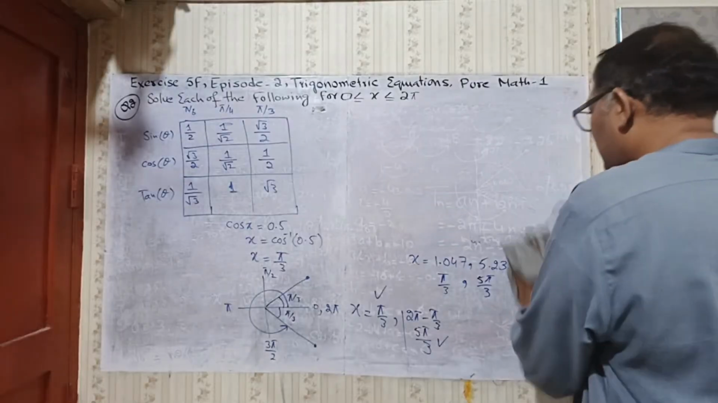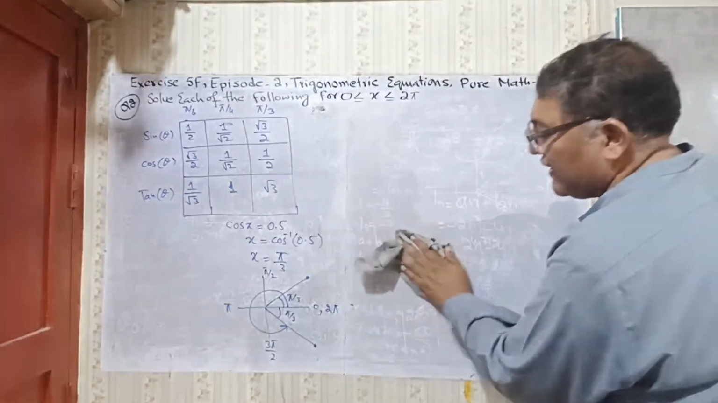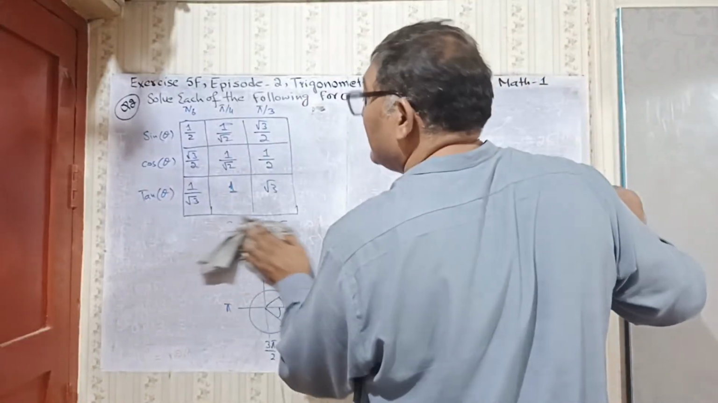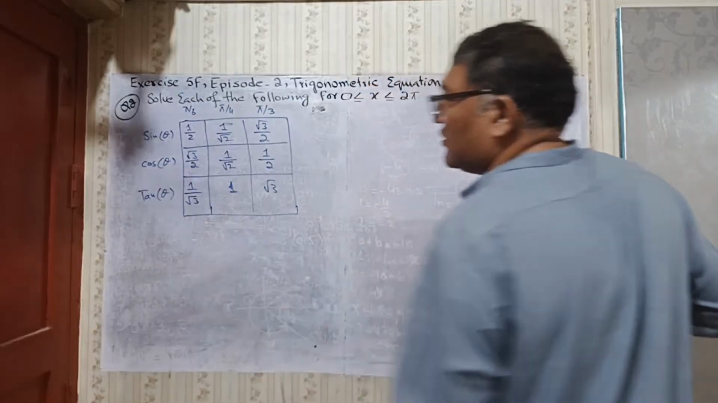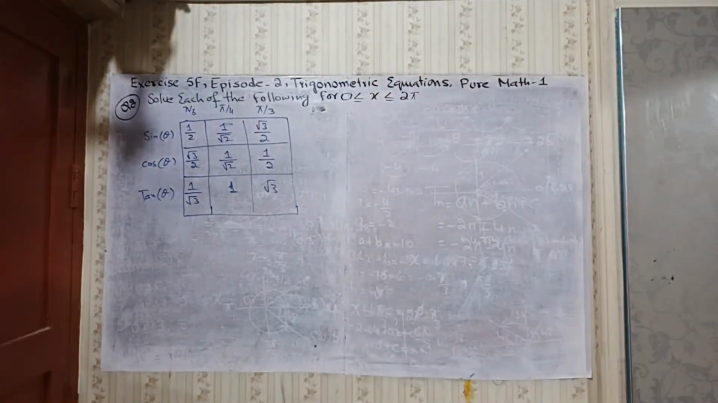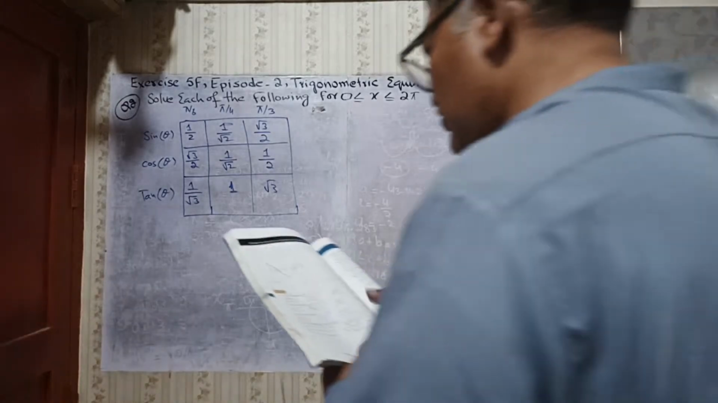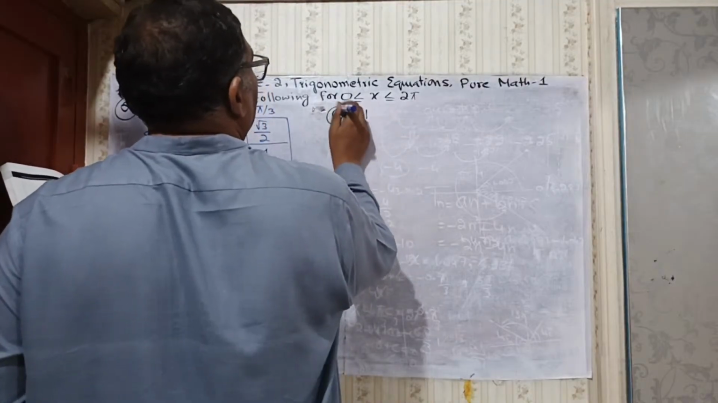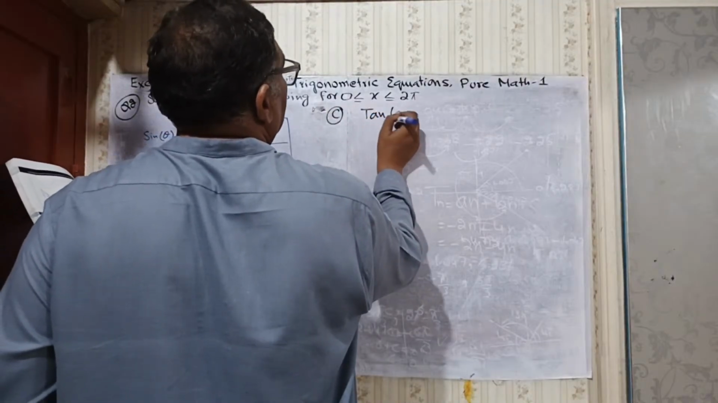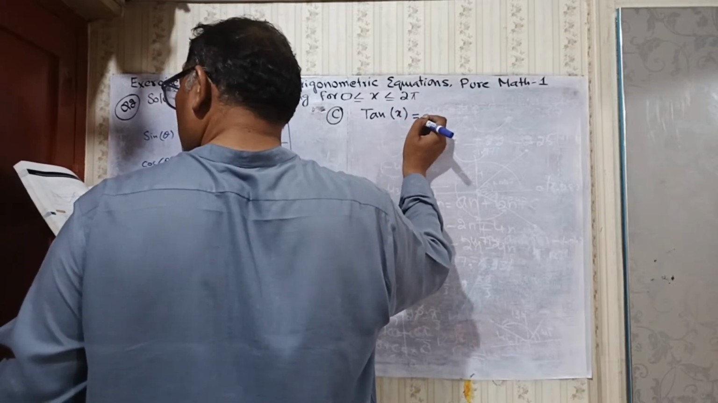Now let's do question number 2, and it's C part. So question number 2, C part, we have here. It says tan x is equal to 3.